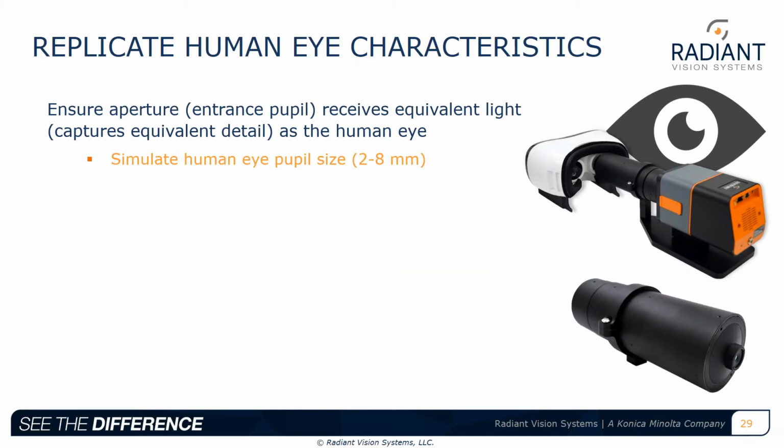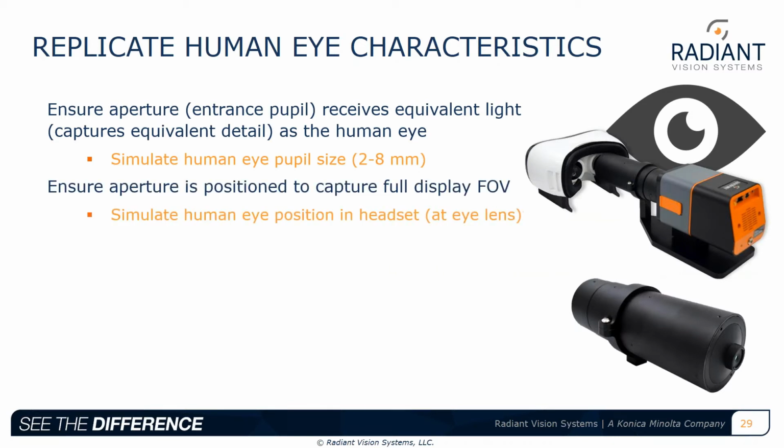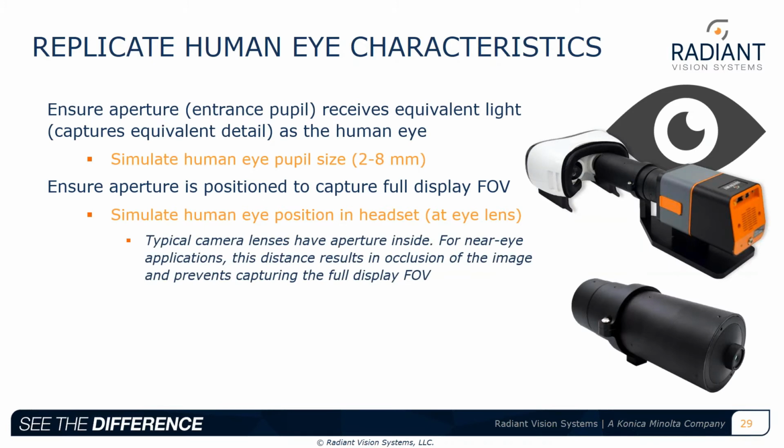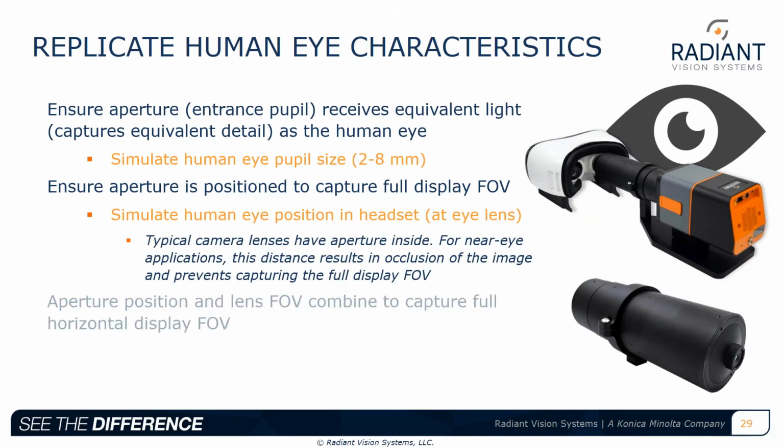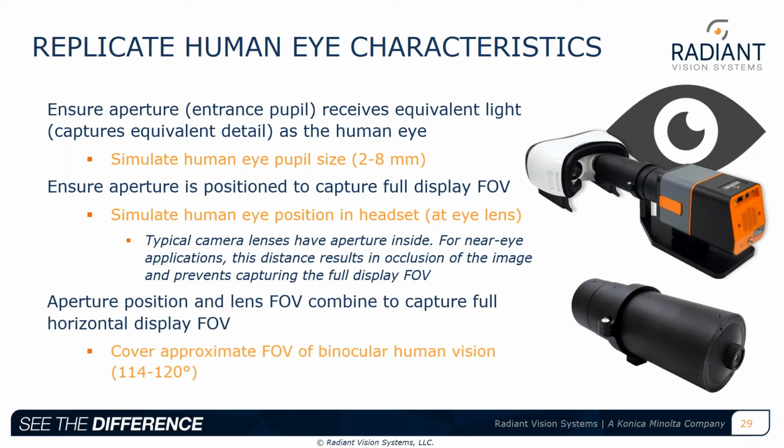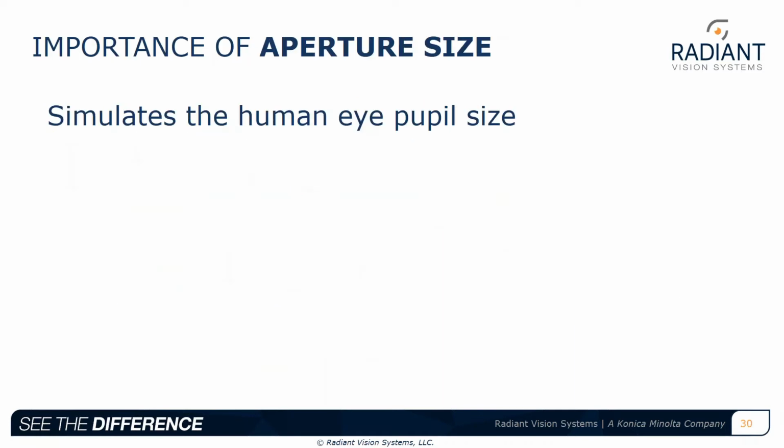So replicating the human eye, what's required for that? We want to try to simulate the eye pupil size, and we don't want to sacrifice too much in the same process. We also want to try to get the entrance pupil of the optic located at the same place as the entrance pupil of the human eye. And we also want to try to cover the approximate field of view of human binocular vision, which is going to be approximately 120 degrees, and that's what our system is designed to capture.